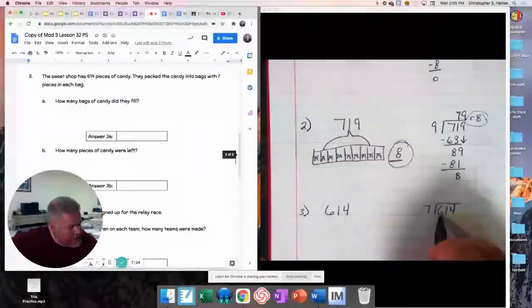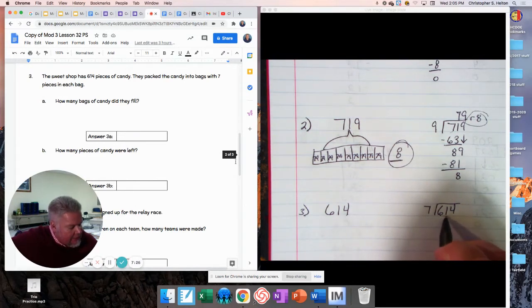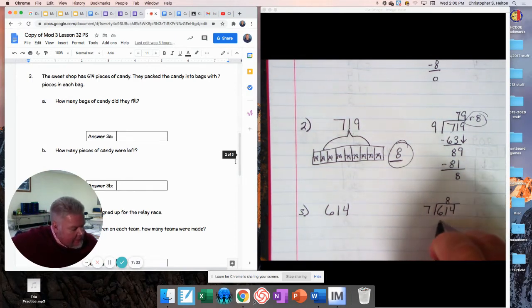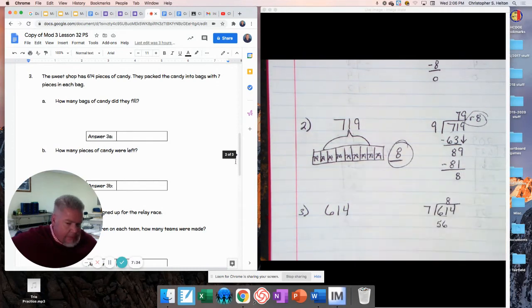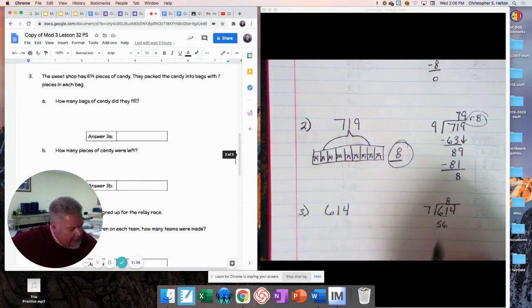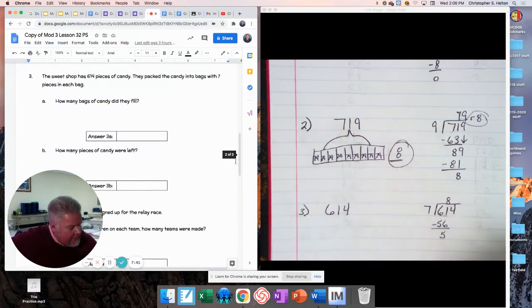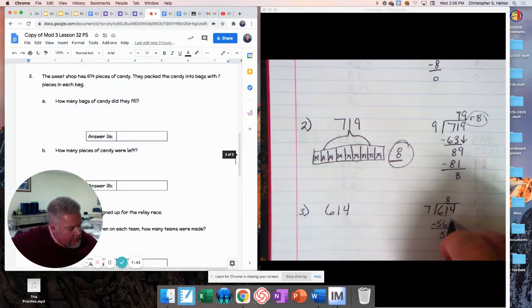7 will not go into 6. It will go into 61. Okay, it's going to be 8, not above the 6, but above the 1. 8 times 7 is 56. Sister, subtract. 61 minus 56 is 5. Brother, bring down our 4.